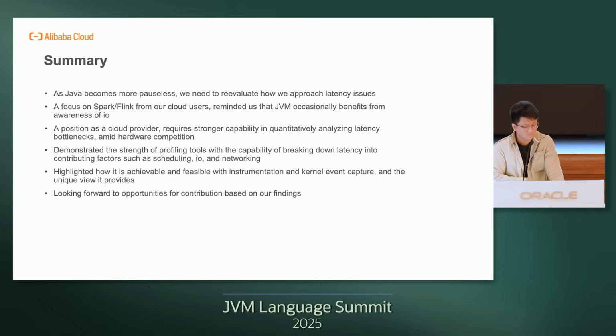And then we can come to our summary. As Java becomes more cloud-native, we need to reevaluate how we approach latency issues. Spark and Flink workloads from our cloud users reminded us that the JVM occasionally benefits from awareness of I/O. And our position as a cloud provider requires a stronger capability in quantitatively analyzing latency bottlenecks amid hardware competition.